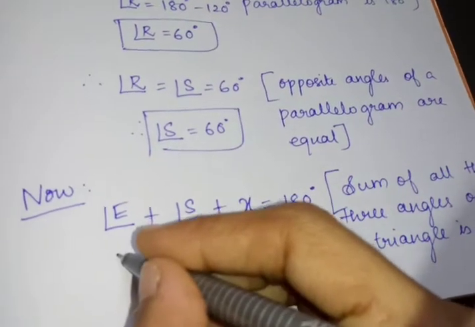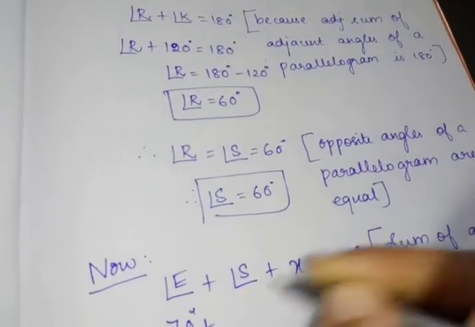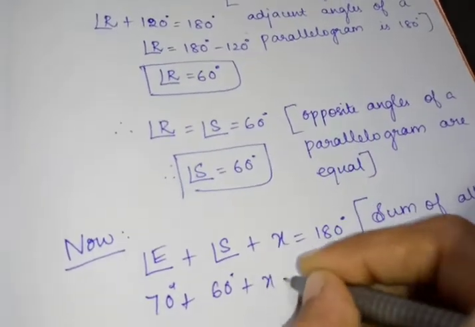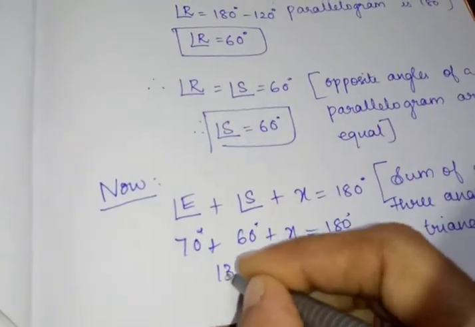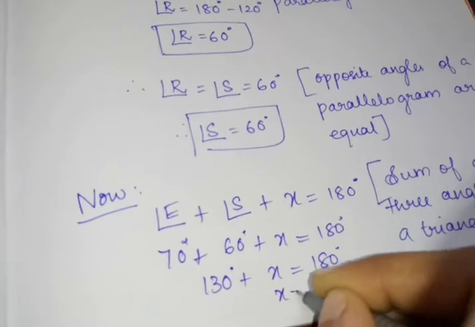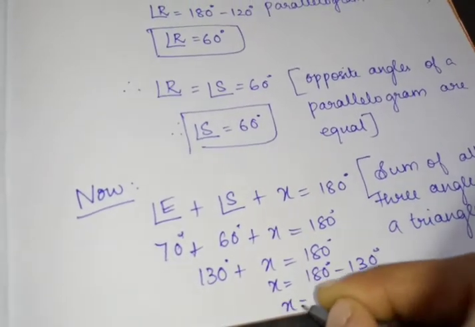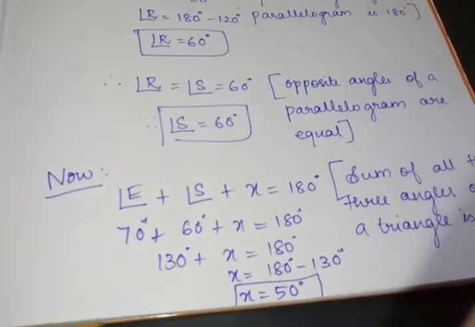What is the angle of E? 70 degrees. 70 plus... What is the angle of S? 60. X we don't know, is equal to 180. 70 plus 60 is 130, plus X is equal to 180. X is equal to 180 minus 130. So what is the X value? 50 degrees. So we have found the value of X now.